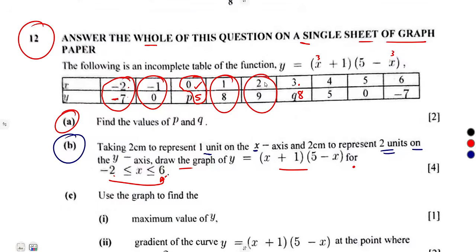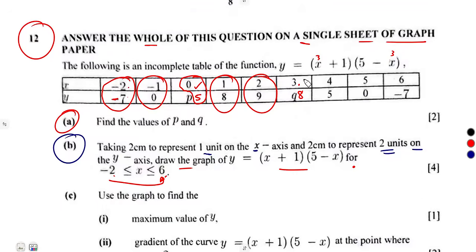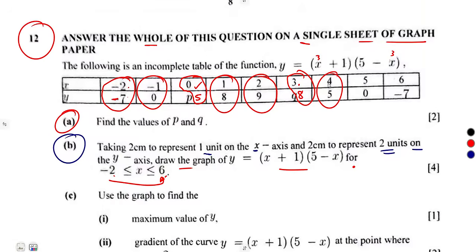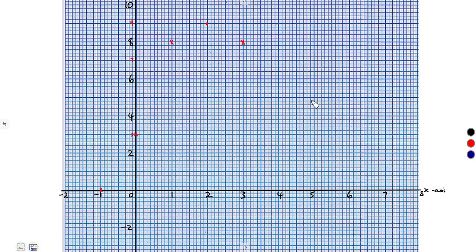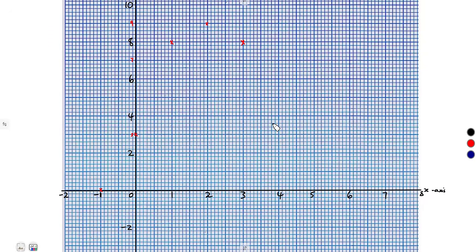All right. 2 and what? 9. So that's 2 and 9, in between 8 and 10. You mark the point. All right. 3 versus what? 3 versus 8. Y is 8 here. So 3 versus 8. 4 and 5, you do the same. 4 here and, sorry, that's 4 and what? 4 and 5. Yes, 4 and 5.